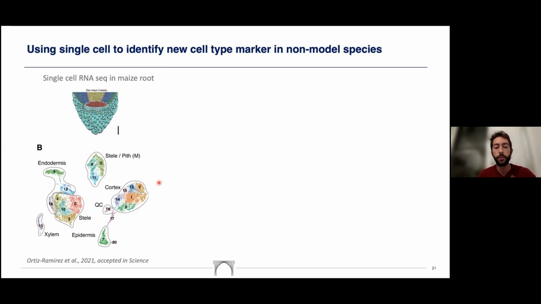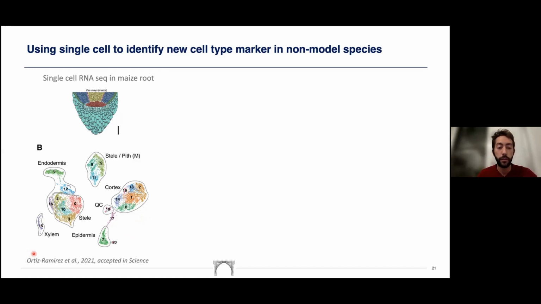And he was able to create a very nice story about the scarecrow and short root interaction in maize that we thought was very stable across species. The short root and scarecrow interaction is extremely well studied in Arabidopsis. And actually we found that this interaction is extremely different in maize. These genes are not expressed in the same cell type and everything, so yeah.